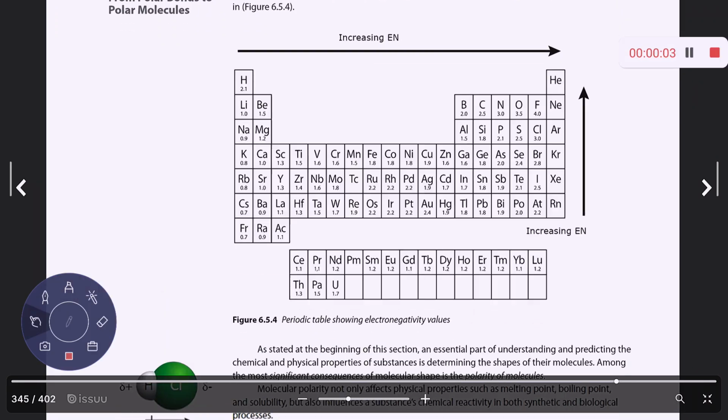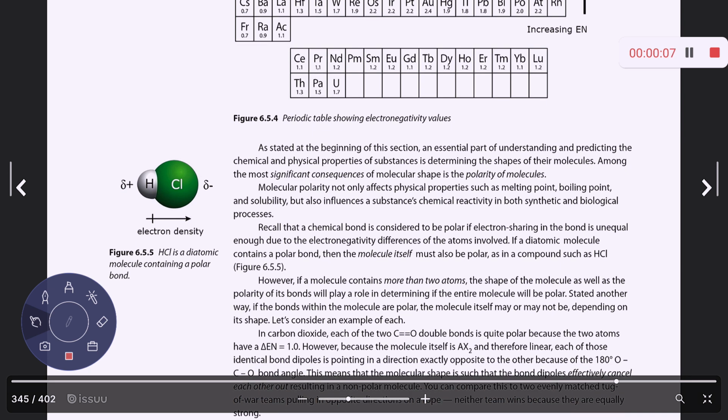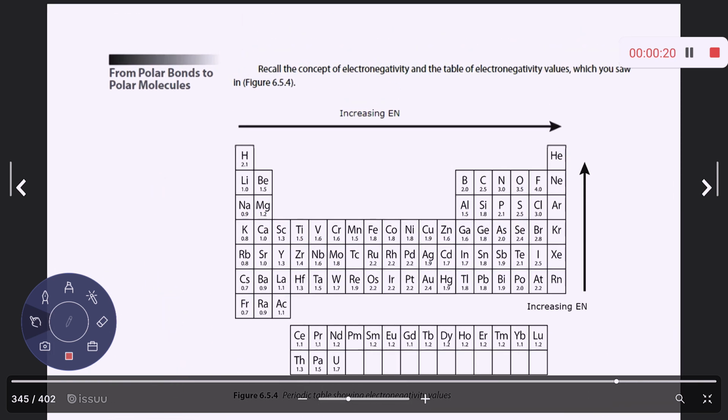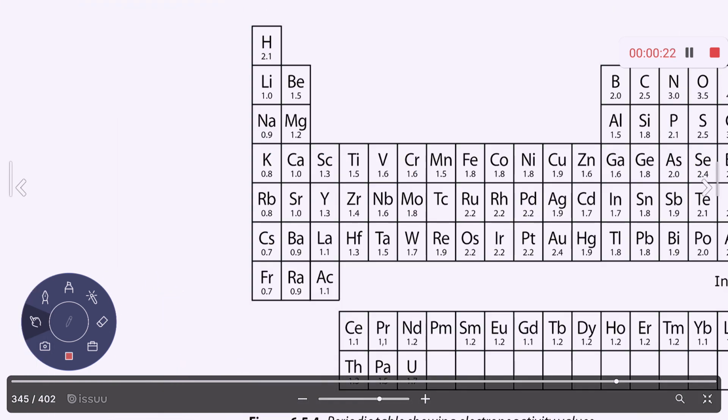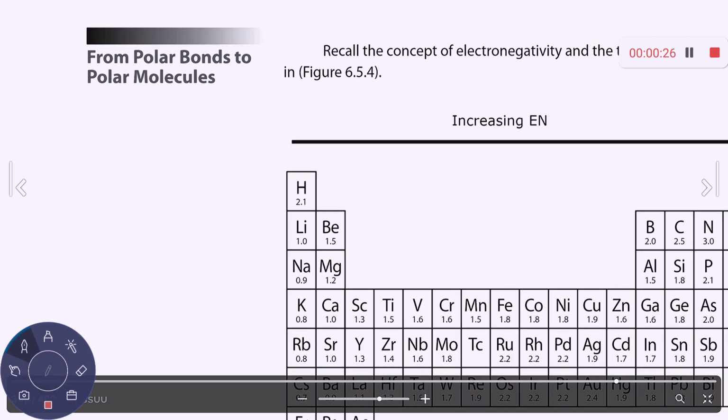Okay, so let me teach you how to predict whether a molecule is polar or not. There is a flow chart to follow when you're predicting whether something is going to be polar or not. I'm going to write it in this blank space here on the left-hand side, and then you can just copy it down.